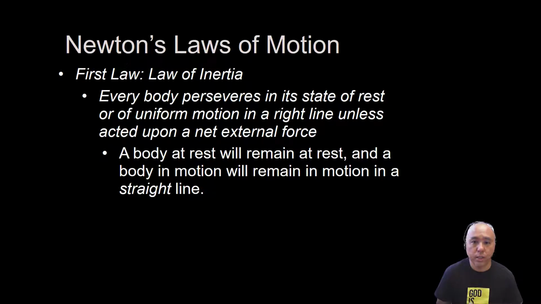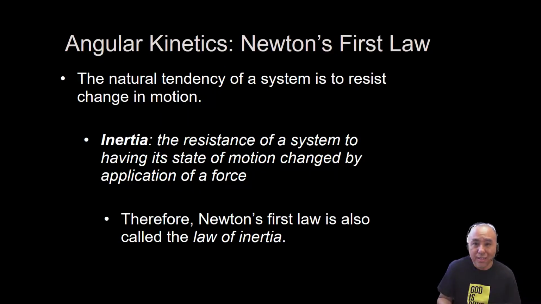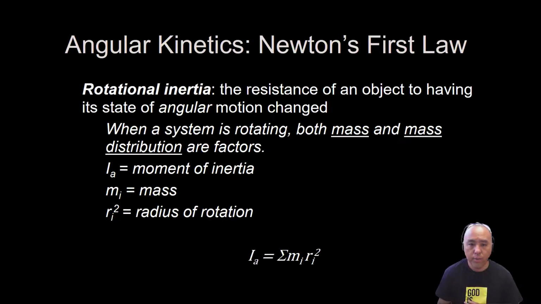Newton's first law states that an object that's at rest or moving at a constant velocity will remain in that state unless acted on by an external force. The natural tendency of an object to resist that change in motion is what's known as inertia. In linear motion, that is known as mass, right? If force is the product of mass times acceleration, and you rearrange that equation, acceleration is inversely proportional to mass. So the resistance of a system to having its state of motion changed by a net external force is known as inertia. Hence, Newton's first law is known as the law of inertia.